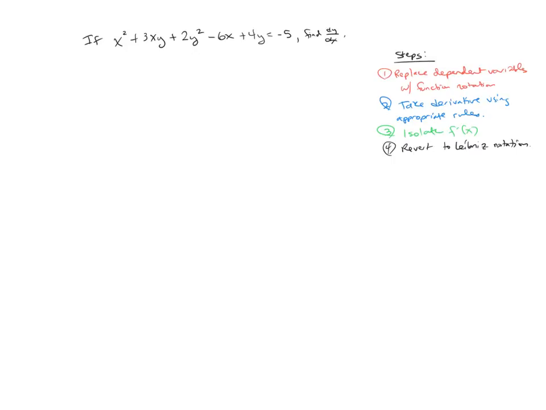Going to walk you through the example we did today in class, just to make sure you understand how the implicit differentiation process works. So the first thing you're going to do is replace any dependent variables with function notation. You know which one the dependent variable is because it's on the top of the Leibniz notation for the derivative. The bottom is the independent.